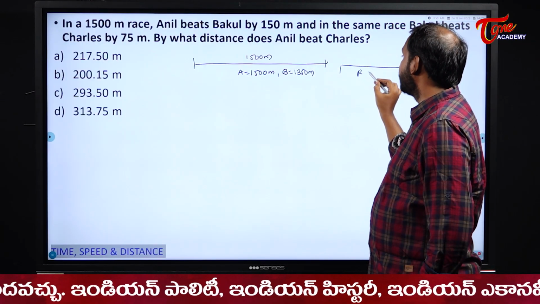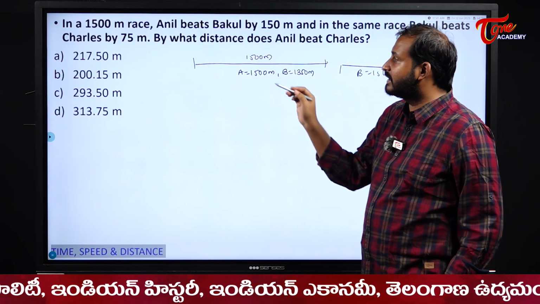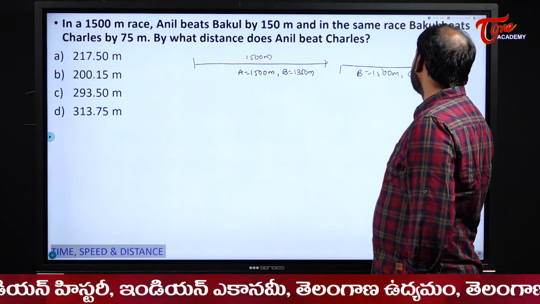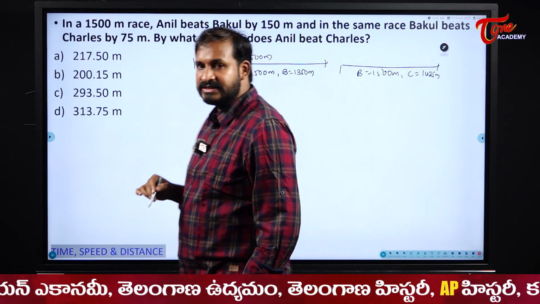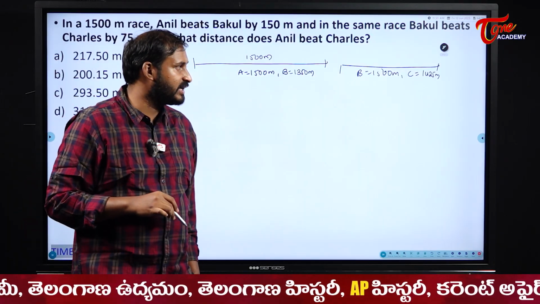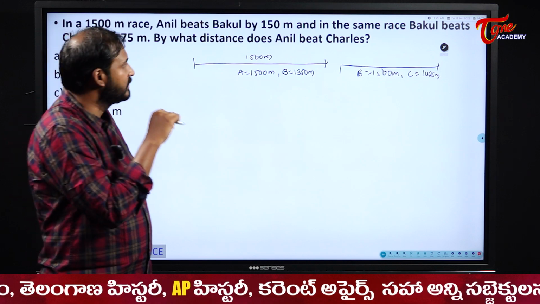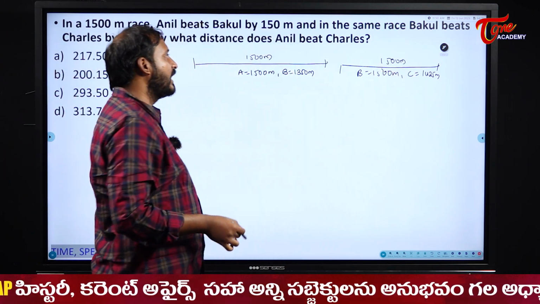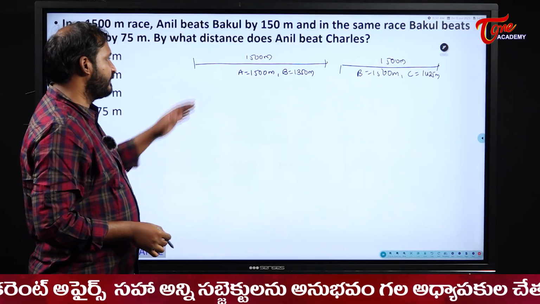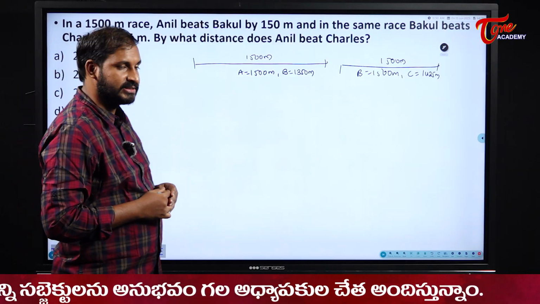If Bakul runs for 1500 meters, what about Charles? Charles is going to run for what distance? Just 1425 meters. Why? Because Bakul is beating Charles by 75 meters. So Charles will run just 1425 meters. Understood? Now he is asking us, Anil beats Charles by how much? The first person beats Charles by how much? So I need to put all of them in one case.